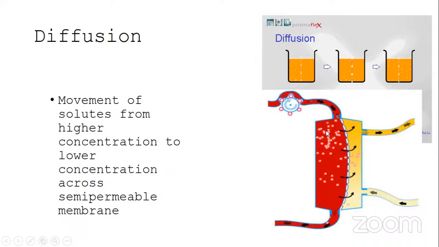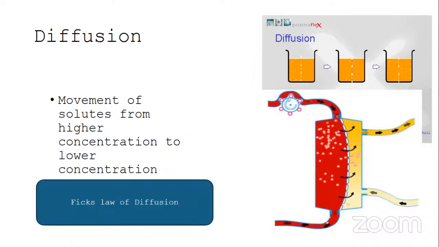We can see the movement of the solute from one side to the other side through the semi-permeable membrane. This is the same thing in the filter. Here the blood is flowing from one side and the dialysate is flowing from the other side, and we can see the movement of solutes from one side to the other through the semi-permeable membrane. One should be aware of Fick's law of diffusion before going further. Fick's law of diffusion says that the rate of diffusion is directly dependent upon the concentration difference.